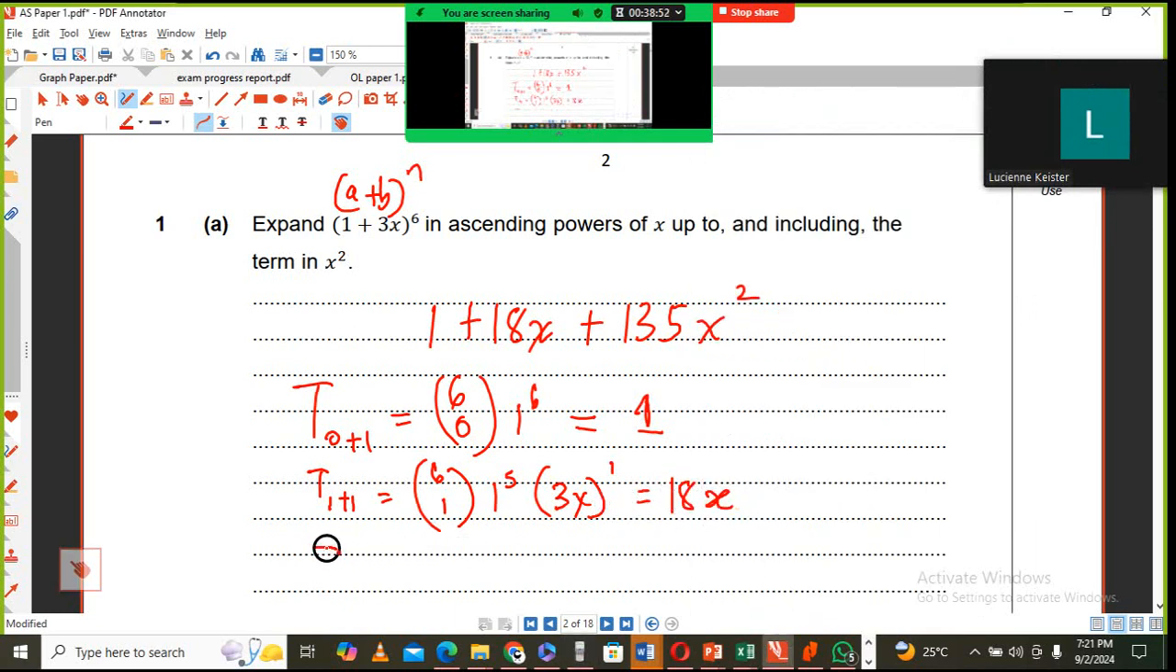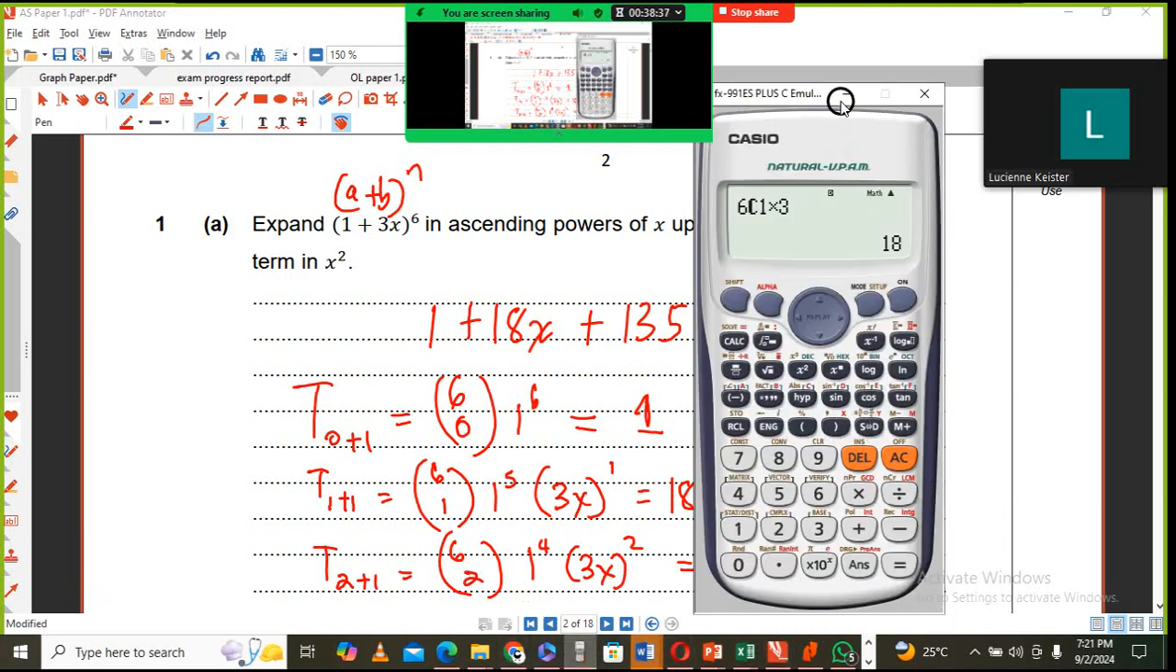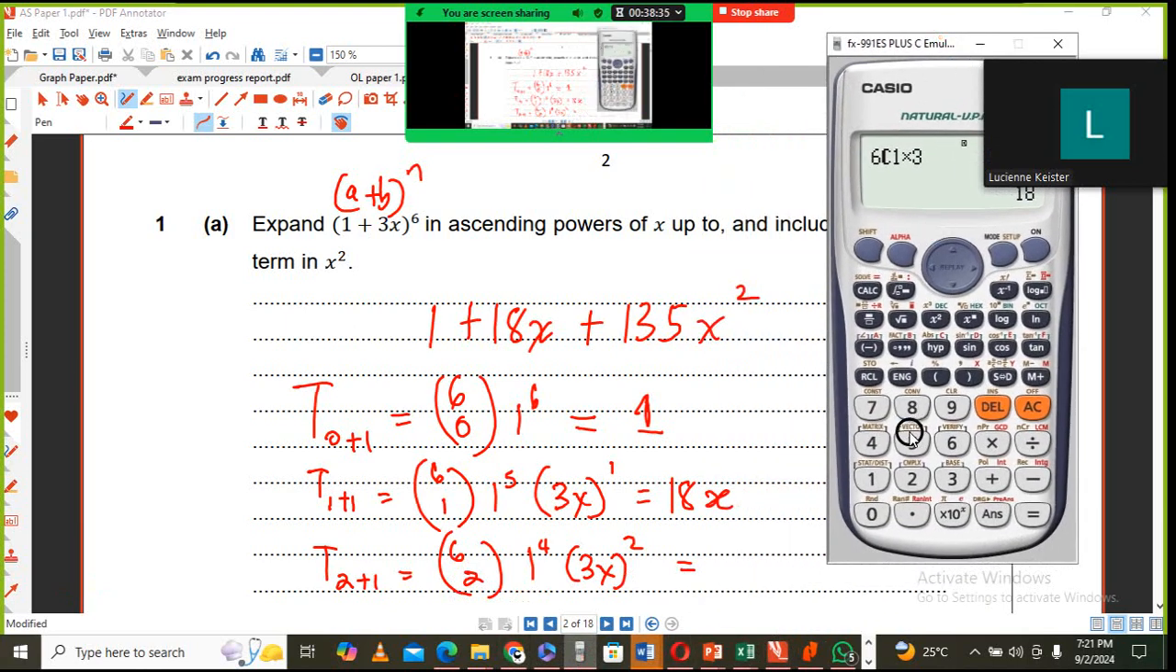Just go ahead and write then. The third term will be 6 choose 2. That's 1 raised to the power of. So the 3x is now squared, so this one will be to the power 4. Follow? Okay, because I hope you didn't use Pascal's triangle because that's a long way of doing it. No.